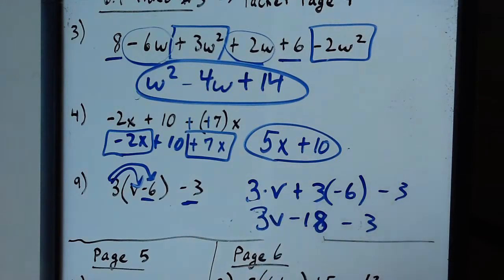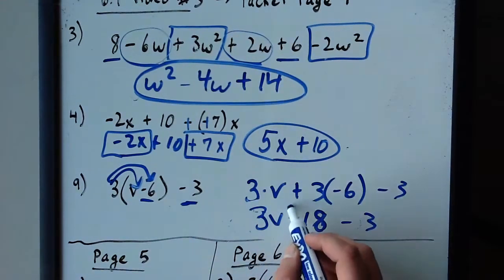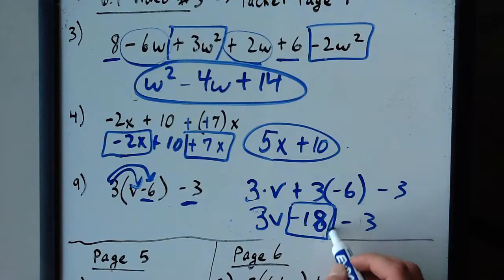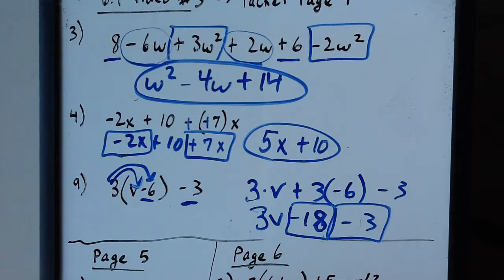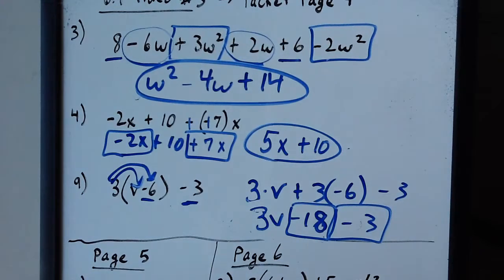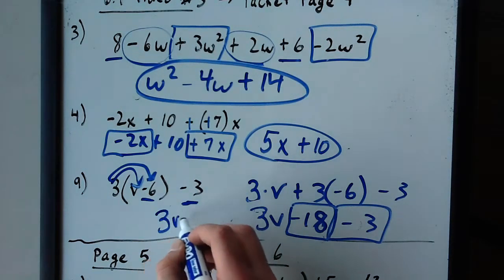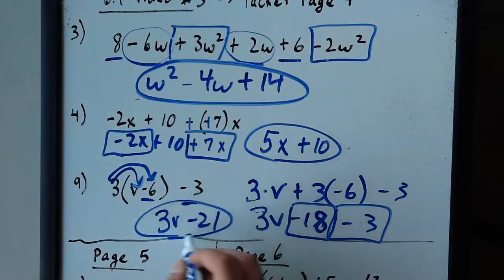So here my like terms are both constants. Here I have negative 18, which is a constant, and negative 3, which is a constant. If I add negative 18 plus negative 3, I get negative 21. So my final simplified expression is 3v minus 21. That's my answer.